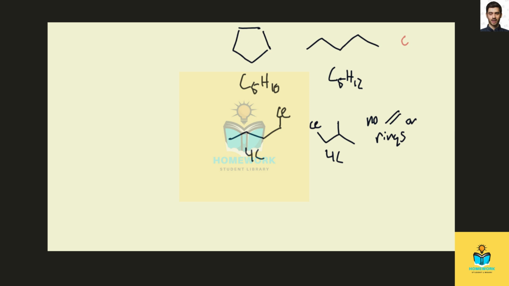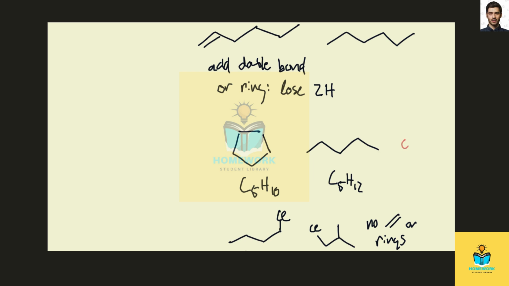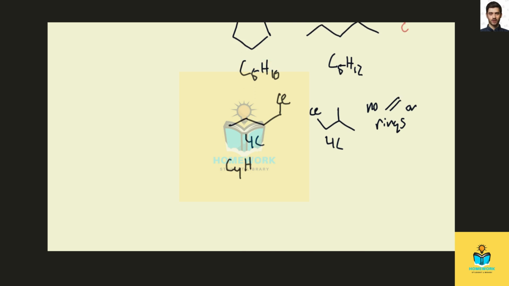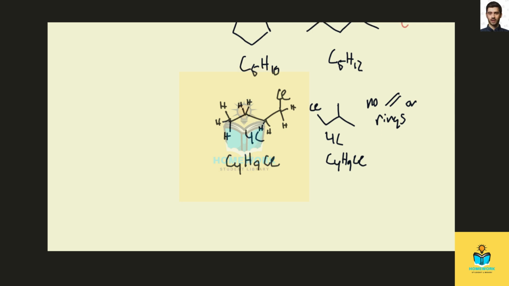So I can predict that the formula for this compound would be C4H, and then I would use my 2n plus 2. So that would be 10, but I've lost 1 to replace with the chlorine, so it's going to be H9Cl, and the same is true here. This will be C4H9Cl. You can check for yourself by adding in all the hydrogens that aren't drawn so that every carbon has 4 bonds. And you will see that there are, in fact, 9 of them. And you may see why it is that when you add a chlorine, you lose a hydrogen for the same reason.